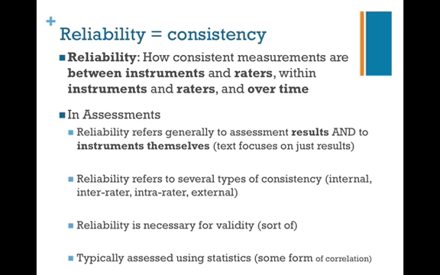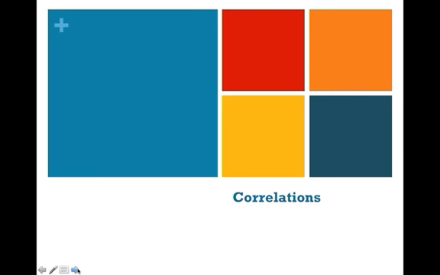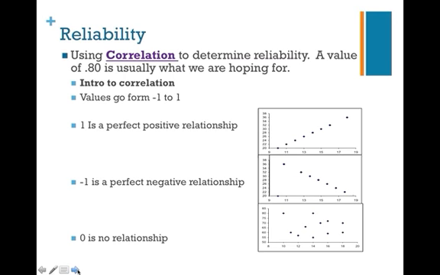You need it for validity because if you're all over the place and sometimes somebody gets 100 and they take the same test and they get a 50 and they take the same test again, they get a 70, that's not really reliable, and I don't know how confident I would be in making judgments about what that student really can or can't do. And then we typically assess it using some sort of statistics, really using correlations. So a quick thing about correlations.